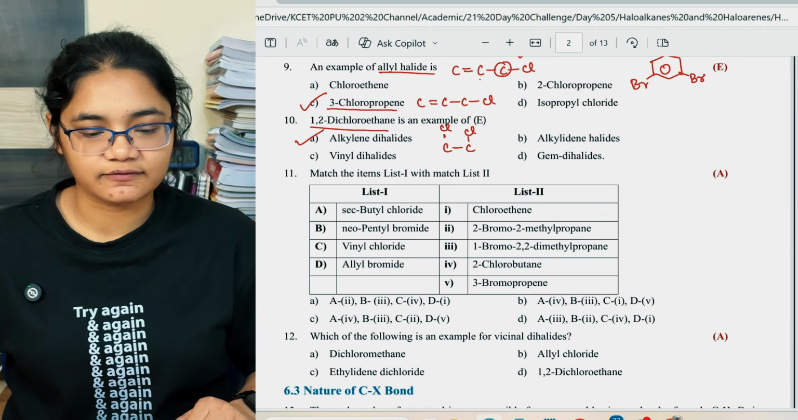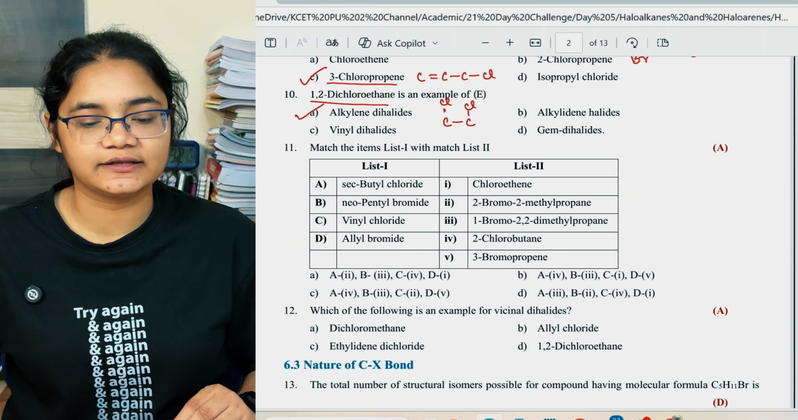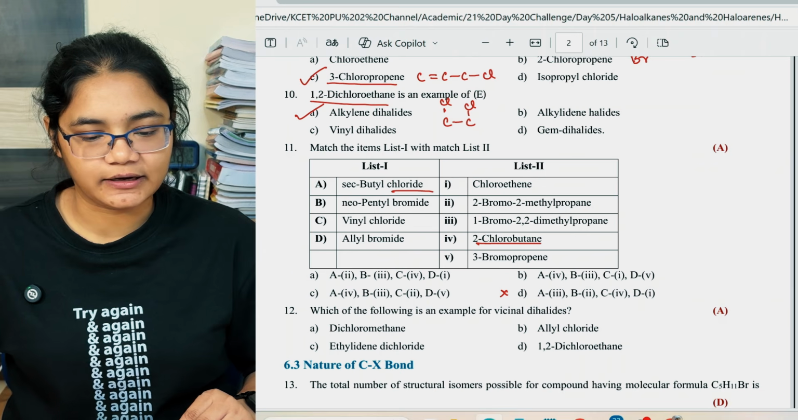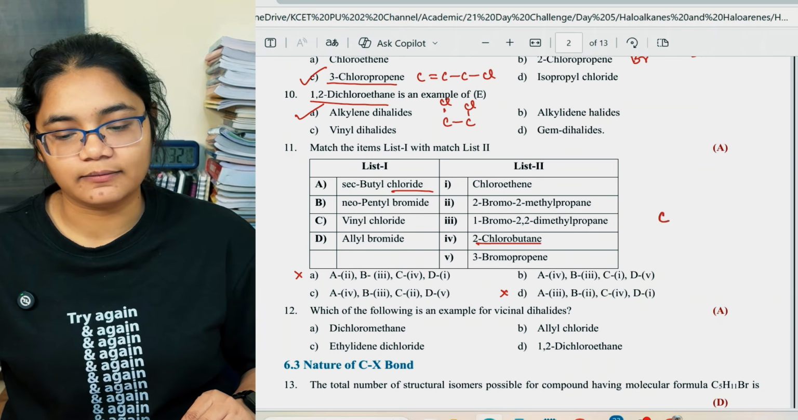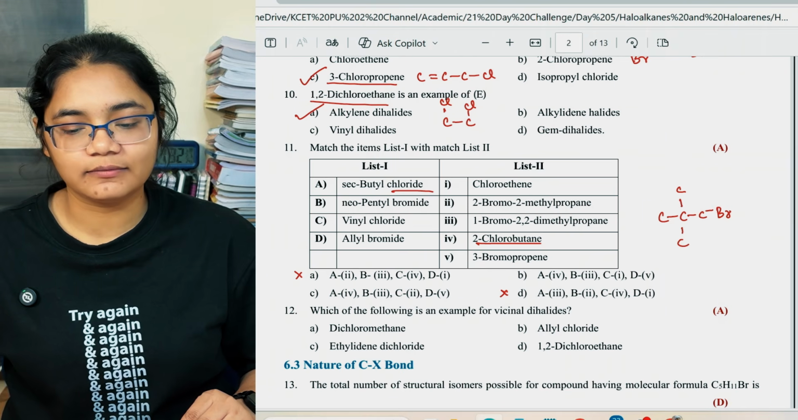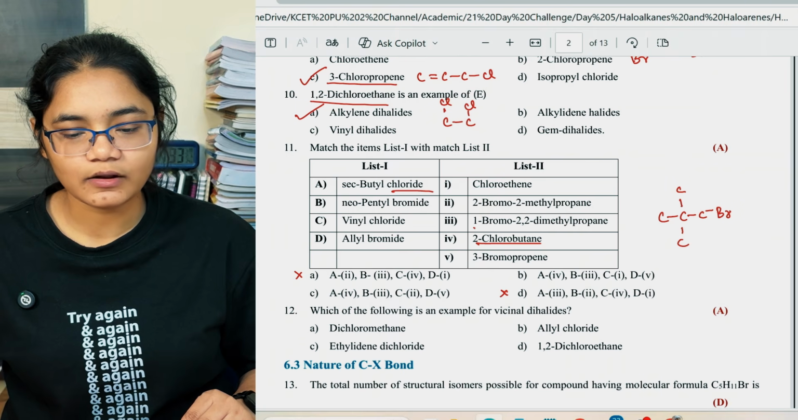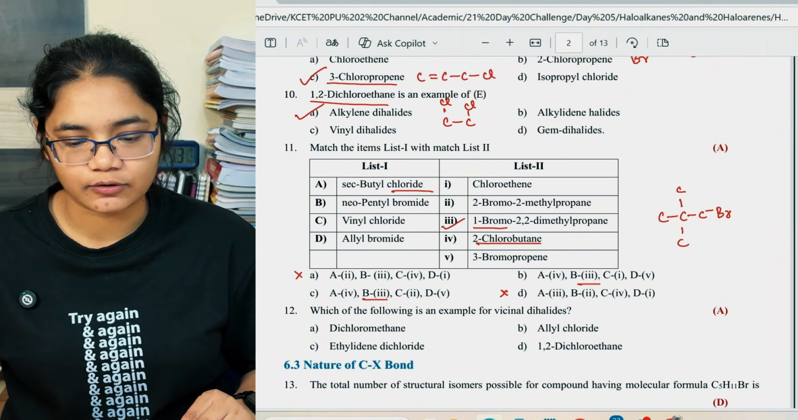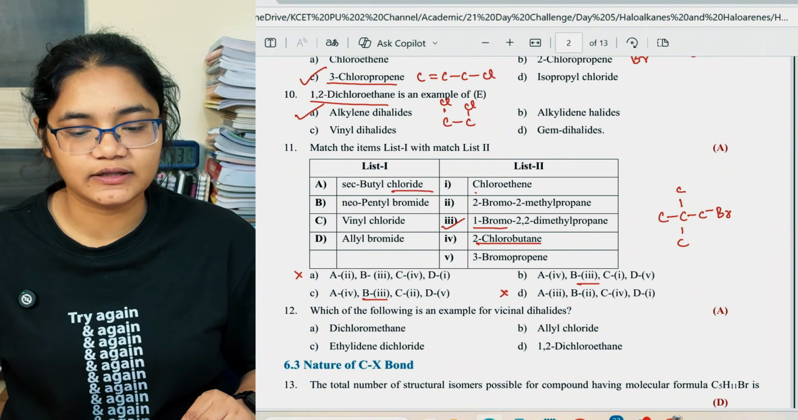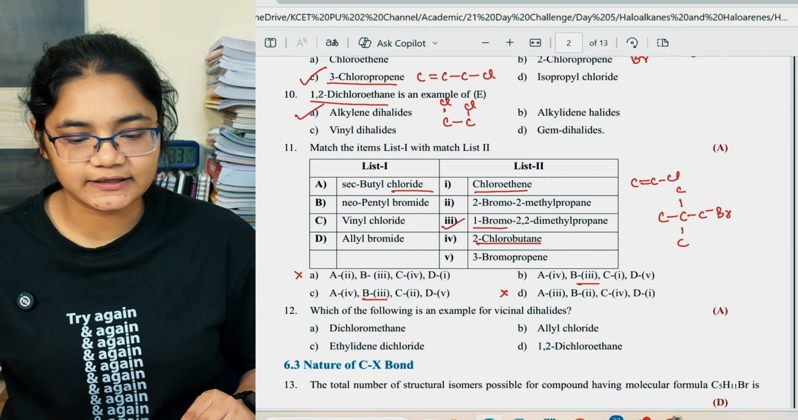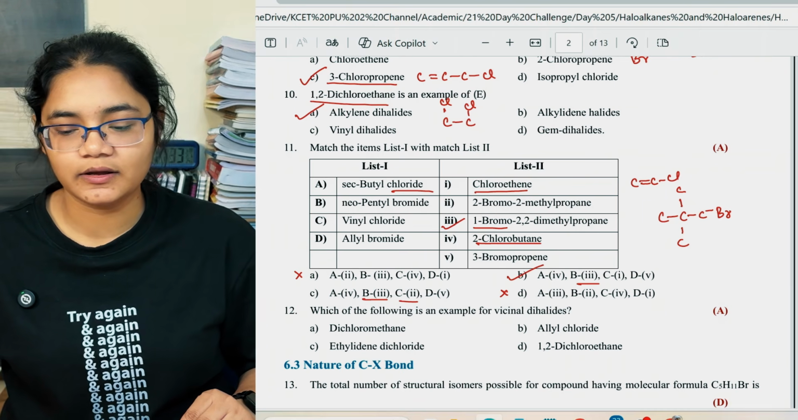Next is again match the following with the structure. Secondary butyl chloride, I can write 2-chlorobutane. So A is 4 and I can eliminate these two options. Neopentyl bromide means this is the structure of neopentyl bromide. So it is, I can say, 1-bromo-2,2-dimethylpropane. So B is 3. So I can see here B3, here also B is 3. Vinyl chloride, chloroethene, if you see chloroethene, right, that is vinyl chloride. So C is 1, here C is 2, here C is 1. So option number B here.